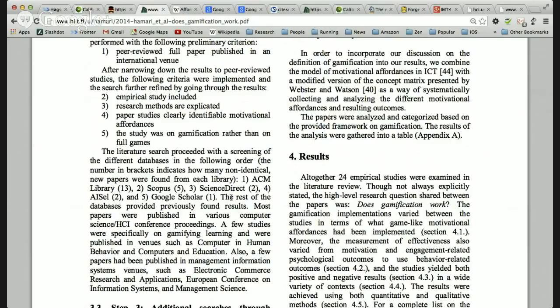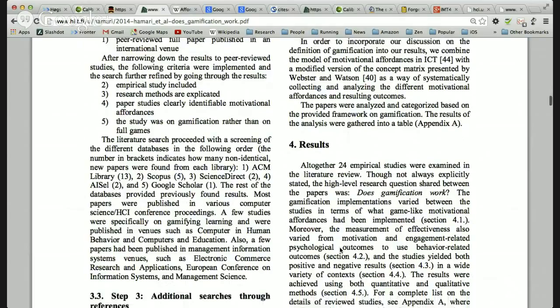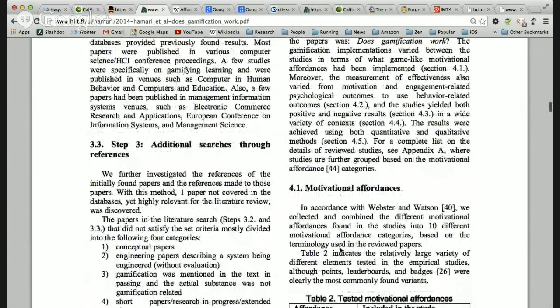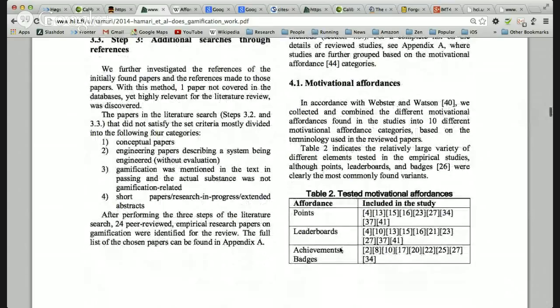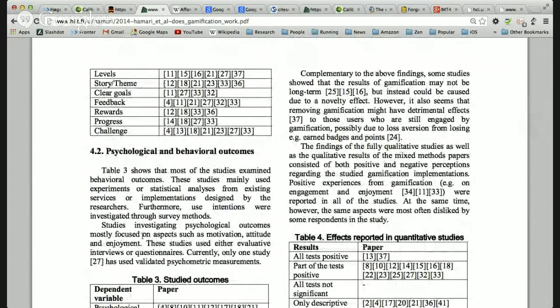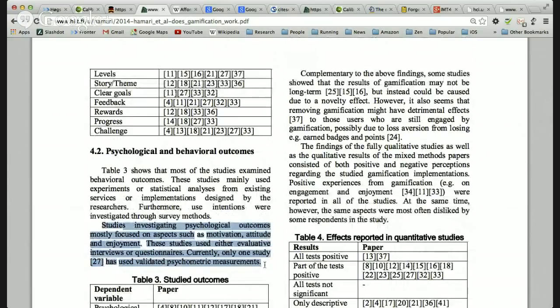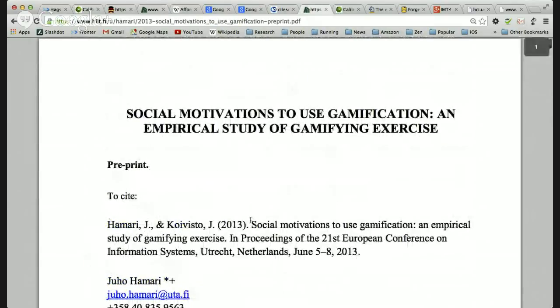So altogether 24 empirical studies were selected, and out of those 24 studies, they found a huge number of problems with why those studies were not doing the right thing. And one of the interesting things which I found here was this one. They say out of those 24, none but one was doing the right thing in terms of the evaluation of psychological aspects. And that paper is their paper as well. So that was quite interesting too.